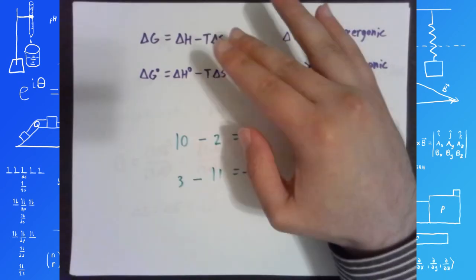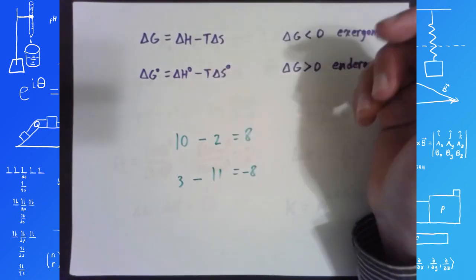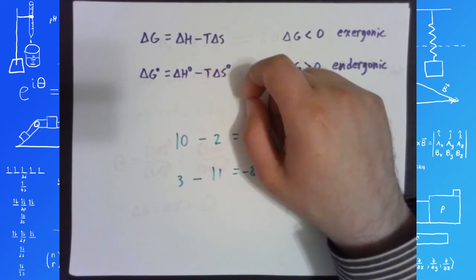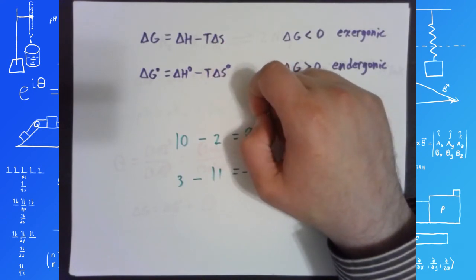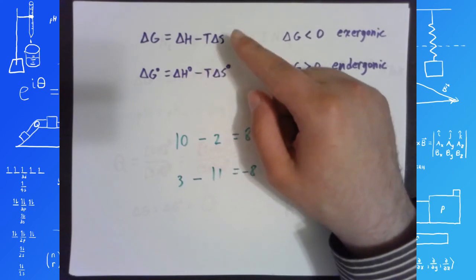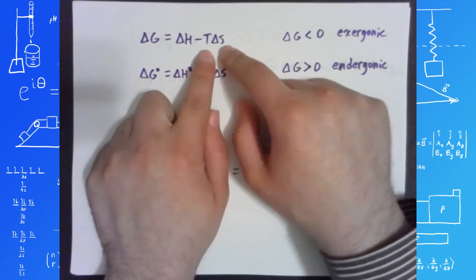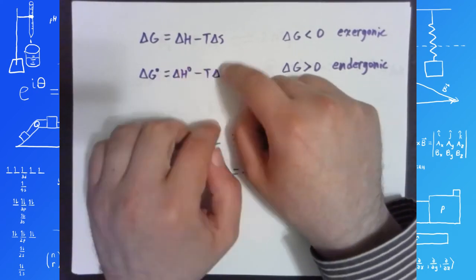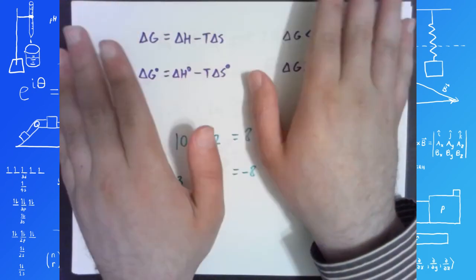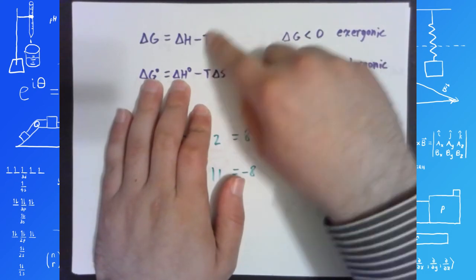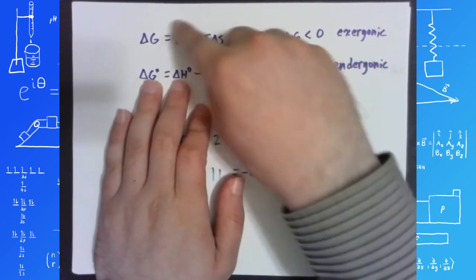And high and low are relative concepts, because you might have some reactions for which a high temperature is like 50 kelvins, which is not high at all. It's just that once you're above 50 kelvins, your T delta S is big enough to overcome the delta H. So high doesn't necessarily mean what you think it means. High temperature just means high enough for T delta S to be greater than delta H.